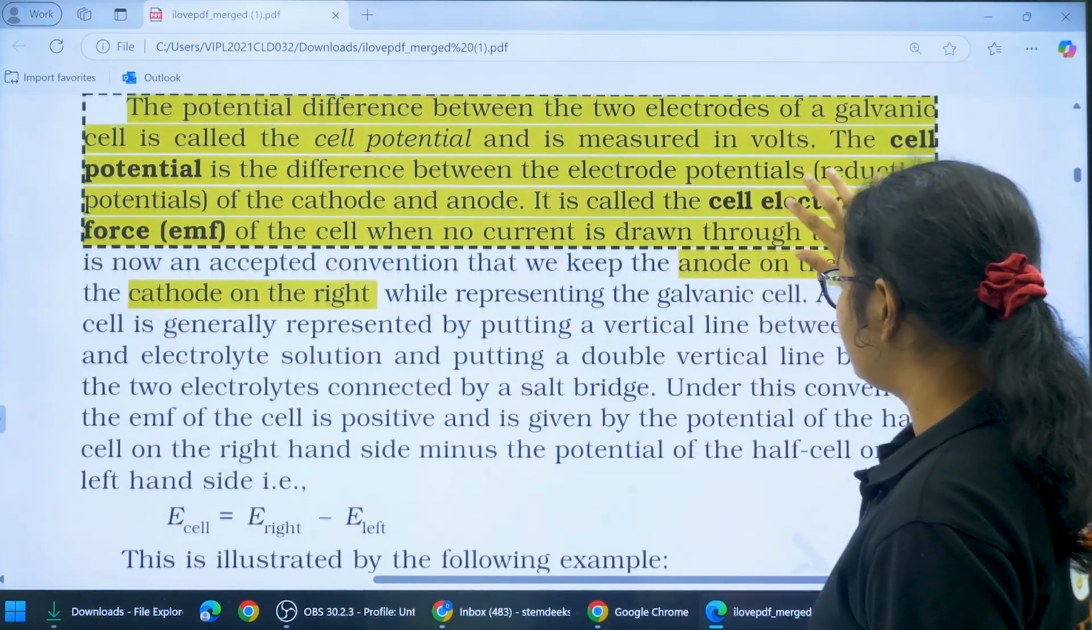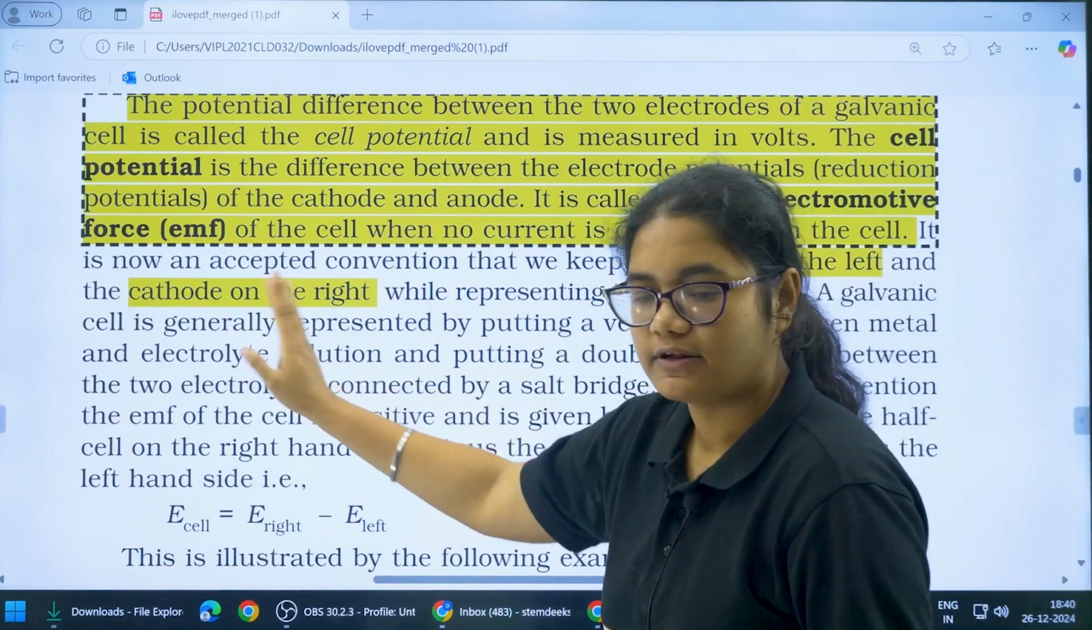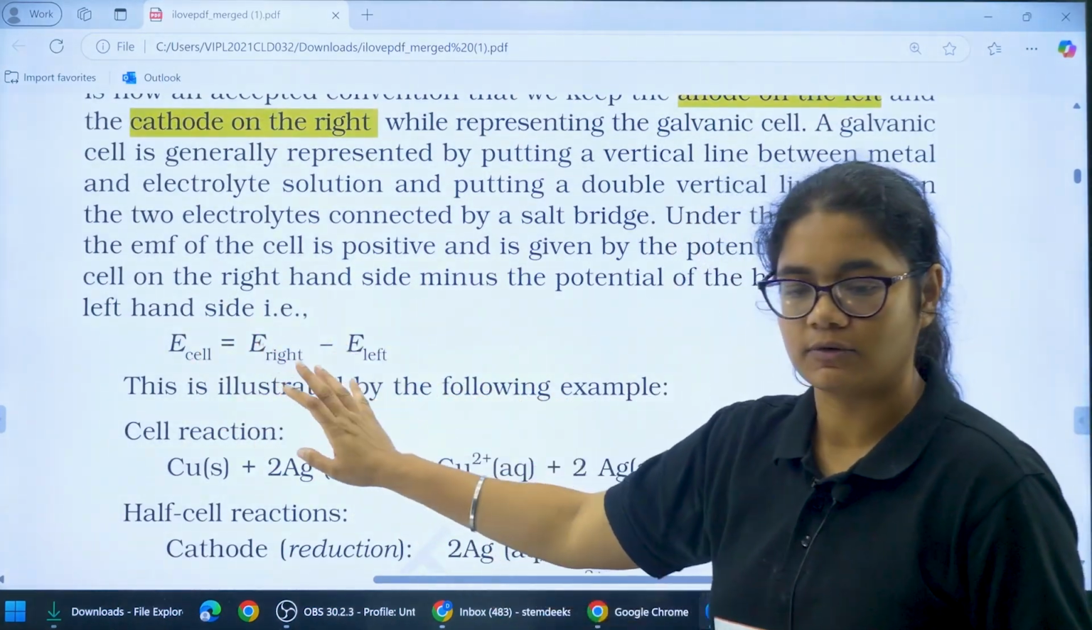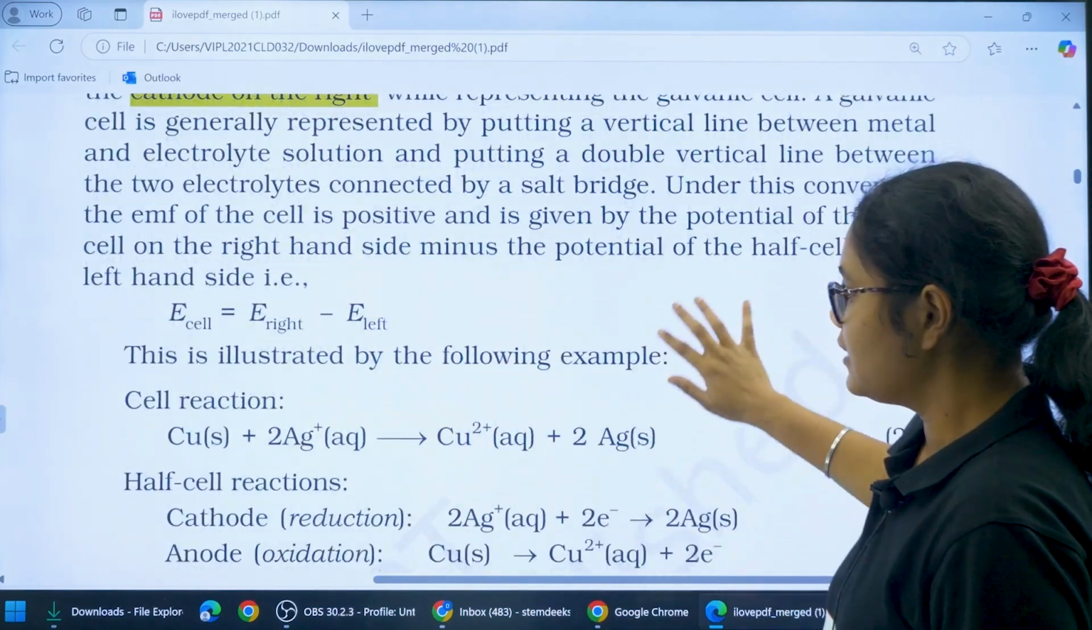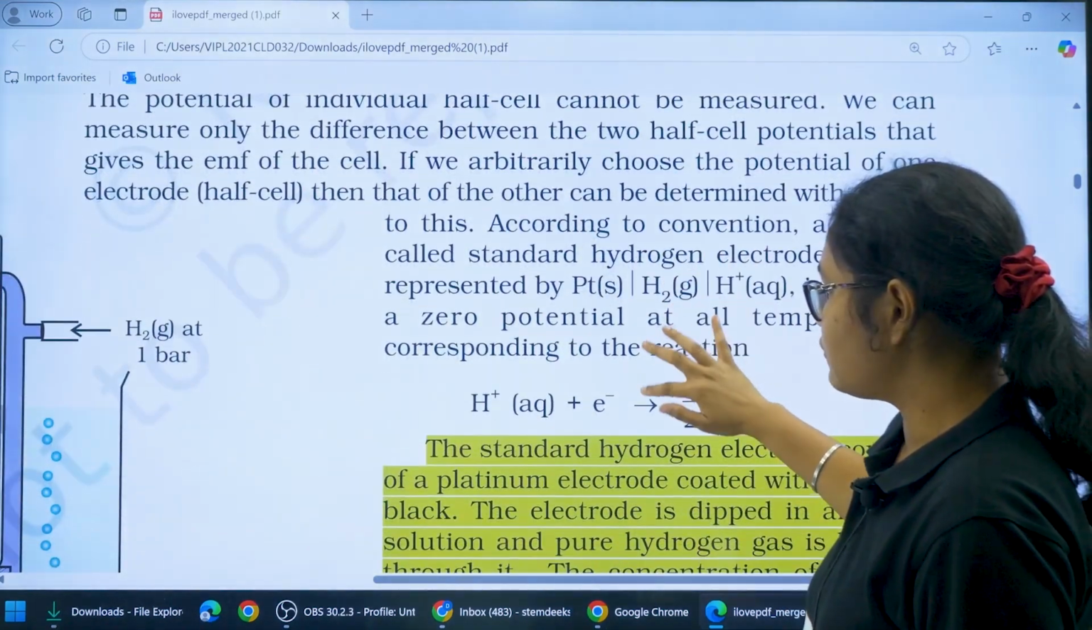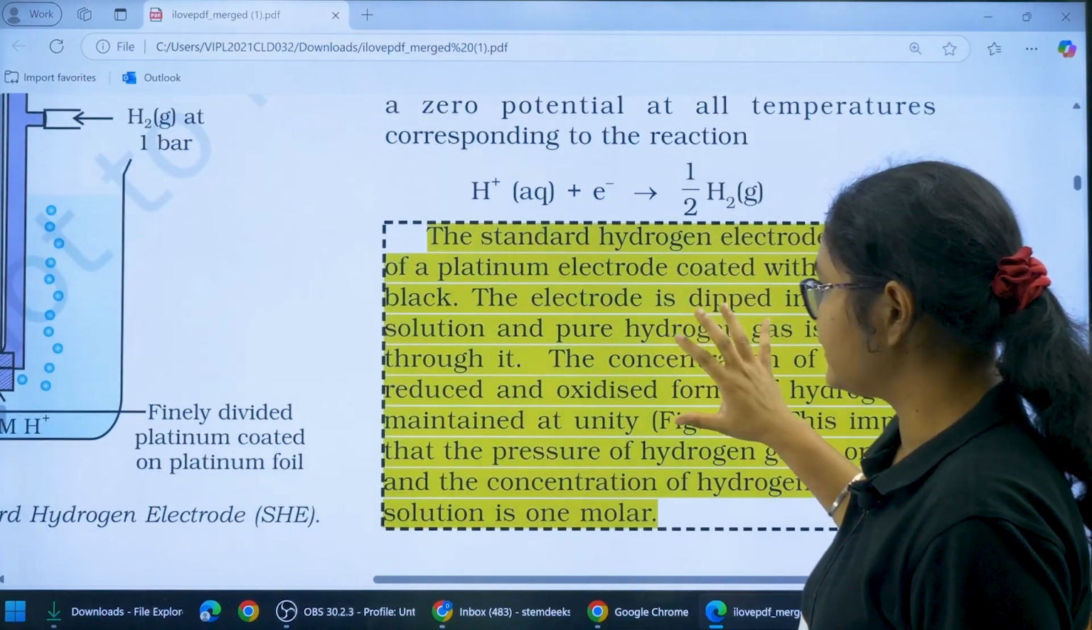Next we have, generally by convention, anode is on the left, cathode is on the right. Then we have this formula, the E of the cell formula. I think all of you would know it because you have done numericals on this one. Next I am just telling you what all things you should read from the book.